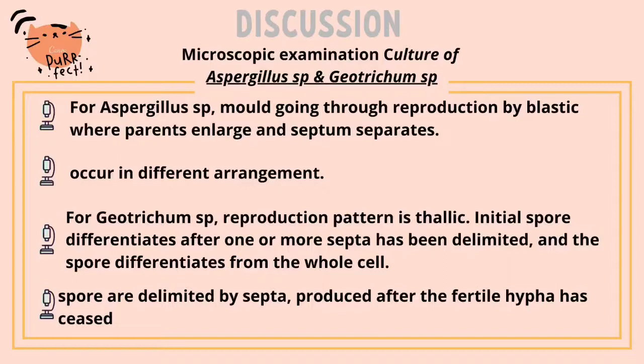Last but not least, for Geotrichum, the reproduction structure sporogenesis pattern is thallic, just the same as Candida albicans. The initial spore differentiates after one or more septa has been delimited, and the spore differentiates from the whole cell. The initials of spore are delimited by septa produced after the fertile hyphae has ceased to develop apically.